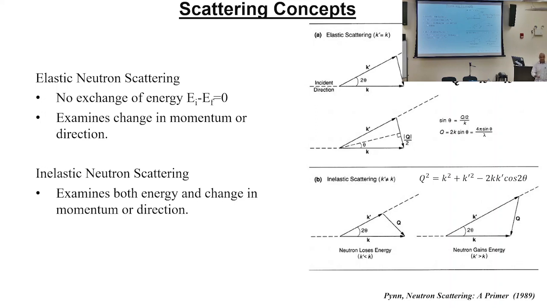Two types of neutron scattering. Number one is elastic neutron scattering. In elastic neutron scattering, there is no exchange of energy between neutron and your sample, and the only thing you are looking at is the change in momentum or direction of the neutron.